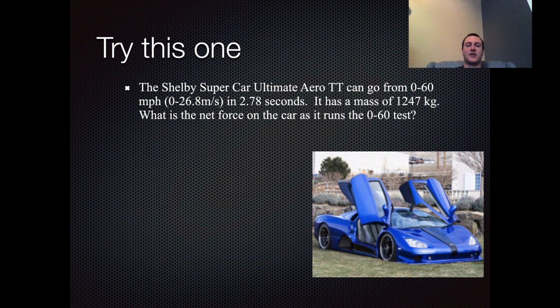Now, another one to look at, and again, try this on your own before clicking through or before allowing this to play through to see the solutions. So this awesome blue car right here, the Shelby Supercar Ultimate Aero TT, can go from 0 to 60 miles per hour, which in metric is 0 to 26.8 meters per second, in 2.78 seconds. It has a mass of 1,247 kilograms. What is the net force on the car as it runs the 0 to 60 test? Attempt this problem first, and then allow the video to continue playing to see what the solution is.